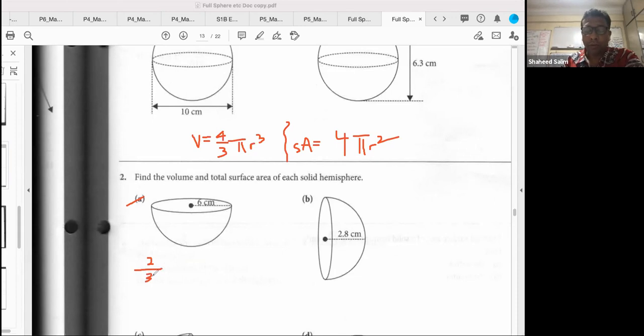If you're confused, you use 4/3 first. Then you times by pi r cube. If you're confused by this, put 4/3, then after that answer divide by 2. Can you get it, Shafi? Shafi now sends answer. What is it? Okay, yes. No. Still not yet.